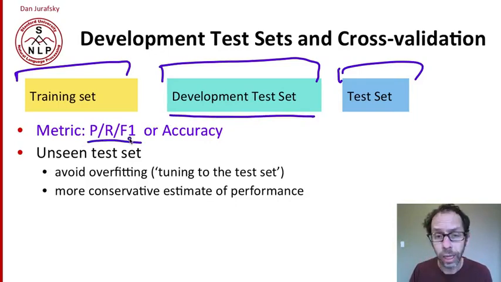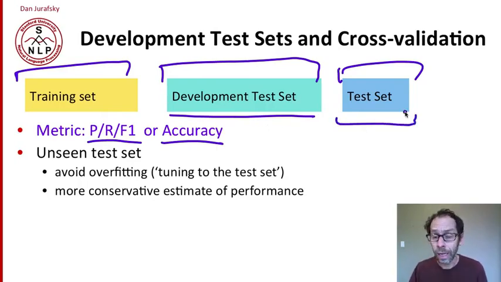And so whether we're looking at precision, recall, F1, or accuracy, we'll look at our scores on the development test set to find bugs in our algorithm and develop new features. And once we're done developing the algorithm, we can then test on a clean, unseen test set.